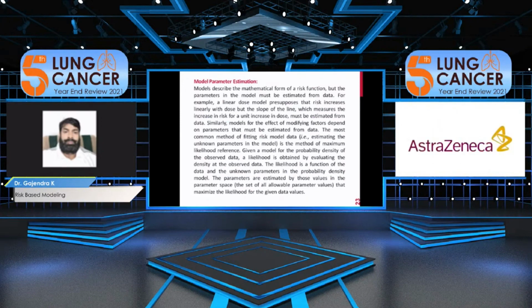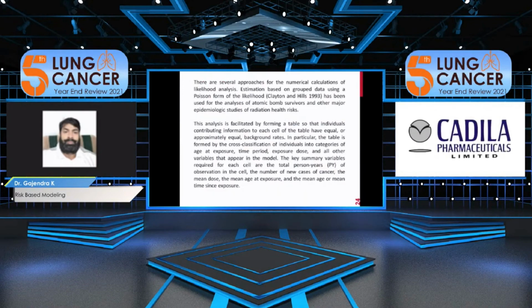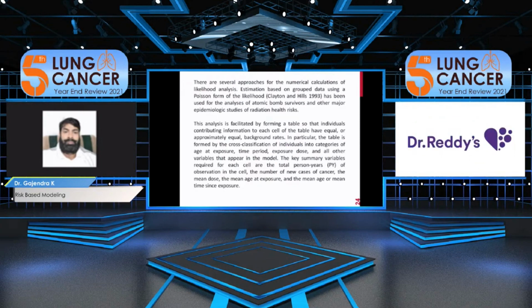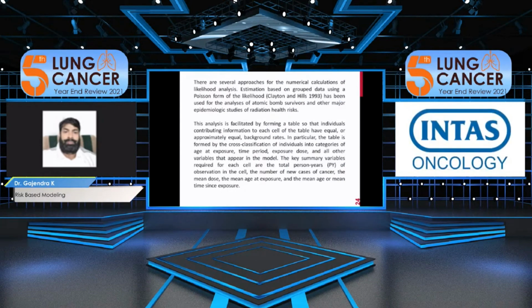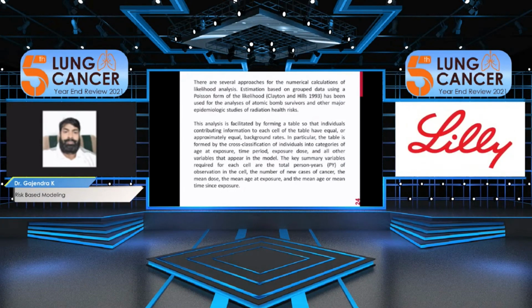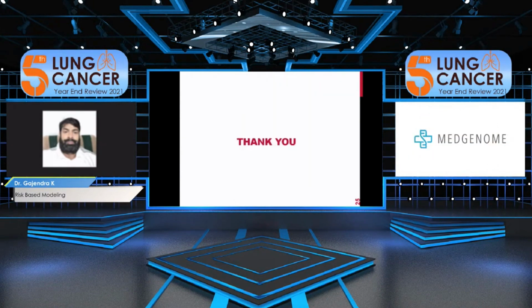The parameters are estimated by those values in the parameter space, the set of all allowable parameter values, that maximize the likelihood for the given data values. So there are several approaches for the numerical calculation of the likelihood analysis. Estimation based on grouped data using a Poisson form of the likelihood, developed by Carlton and Hills 1993, has been used for analysis of atomic bomb survivors and other major epidemiological studies of radiation health risk.